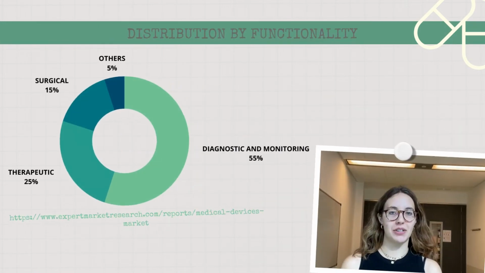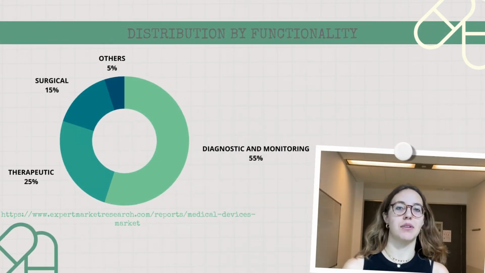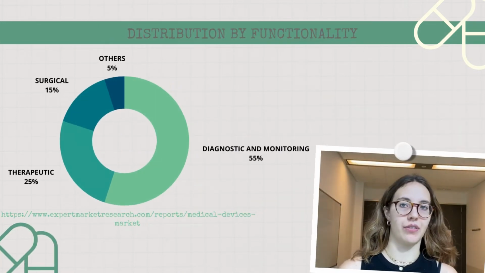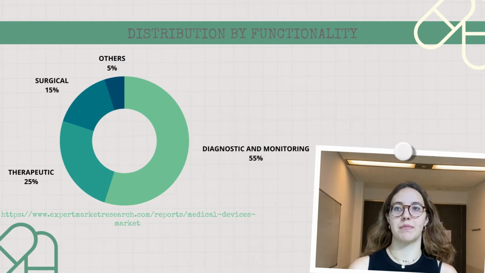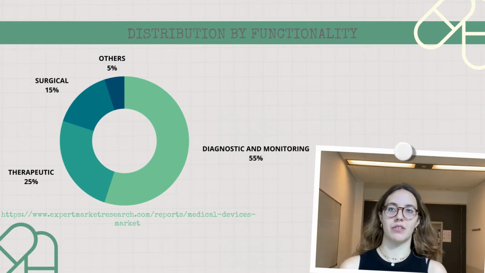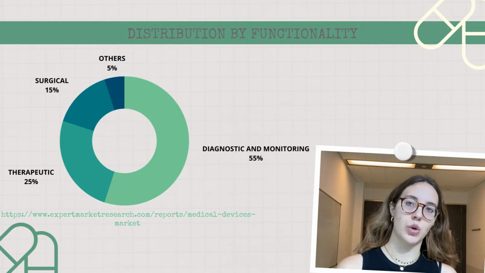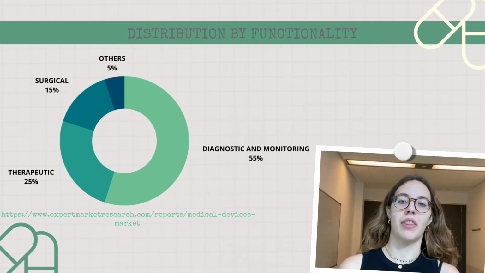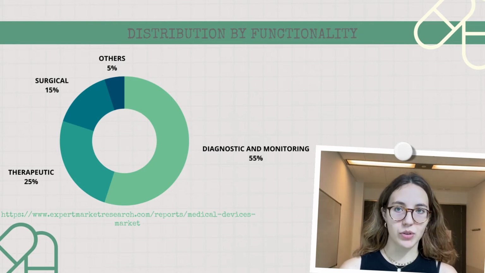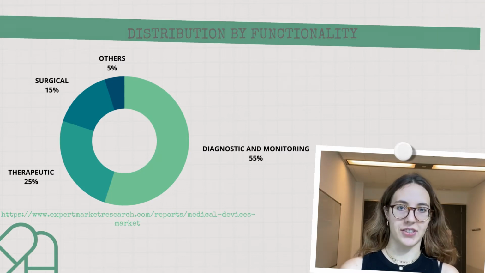So, what about the distribution by functionality? As mentioned before, medical devices have different functions. In this graph, it can be seen that most of them, so more than 50%, are used for diagnosis and monitoring purposes. Then, a quarter are used for therapeutic purposes, and the rest of them are surgical.